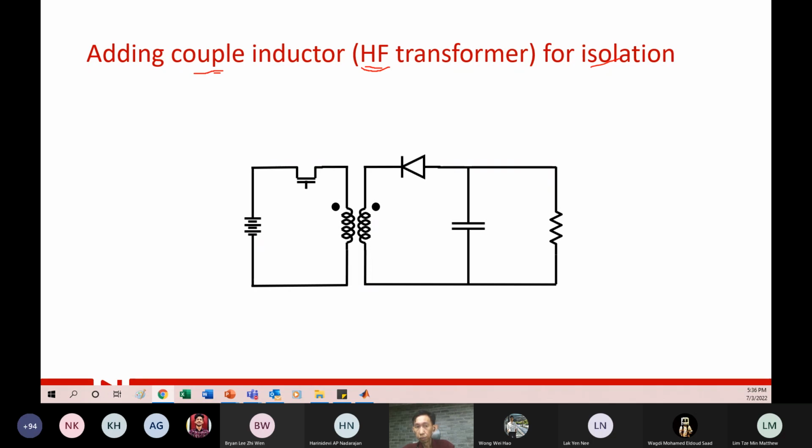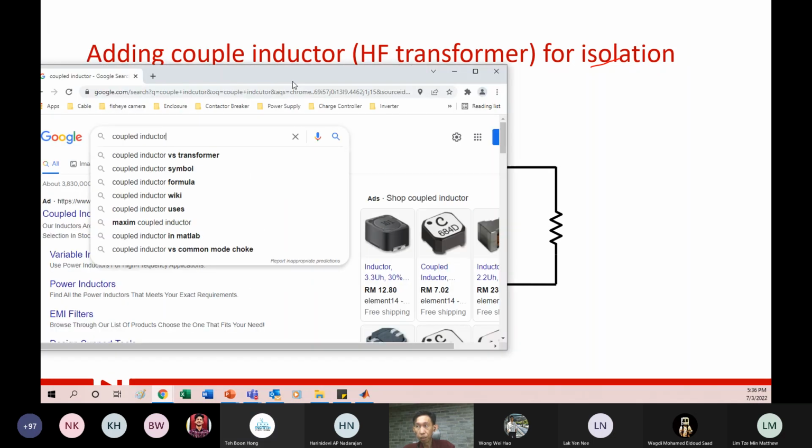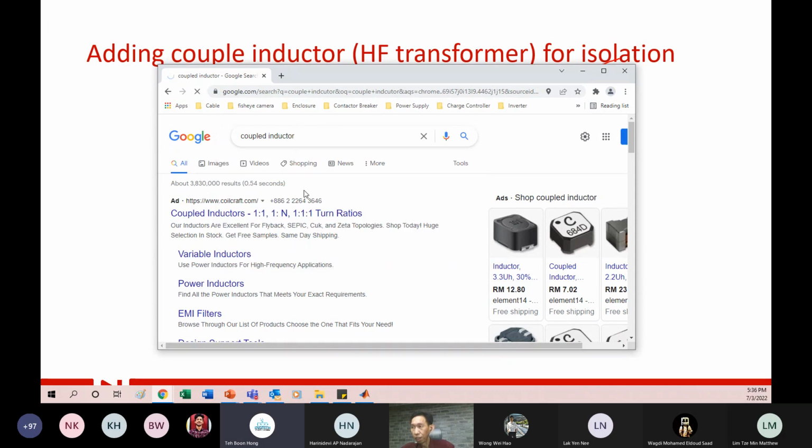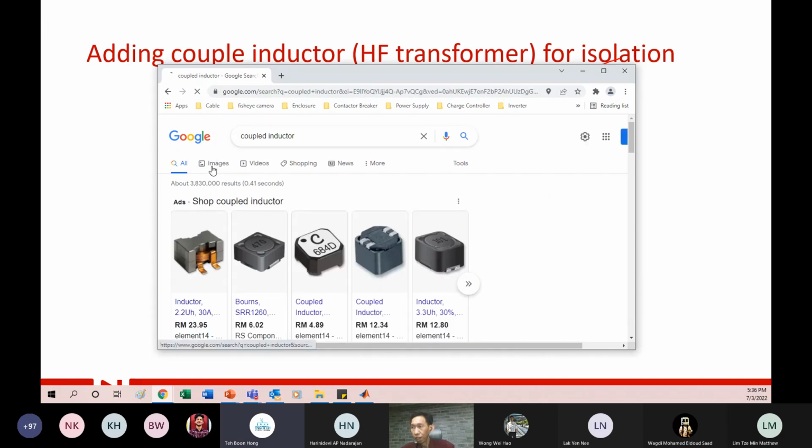Sir. You're sharing a browser, is it? I'm not sharing yet. Okay, now here. Yeah, coupled inductor. Just checking because I think this one you showed us. Yeah, I've got two screens. That's why sometimes I don't know which screen I'm sharing.